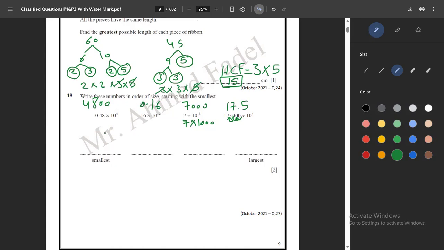Smallest is which one? The smallest is this, 16 times 10 to the power of negative 2. What's after that? After that, we've got 175,000 divided by 10 to the power of 4. And after it, we've got 0.48 multiplied by 10 to the power of 4. And the last one that you have is the largest one, which is 7 divided by 10 to the power of negative 3. Next question.